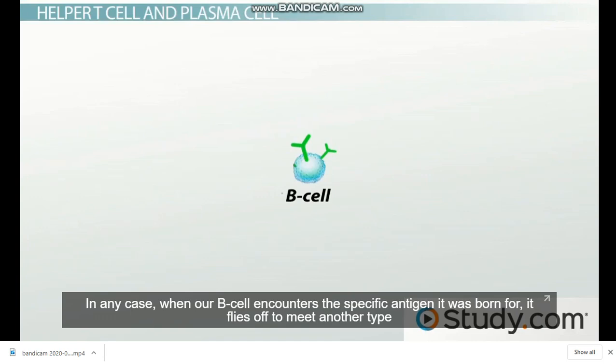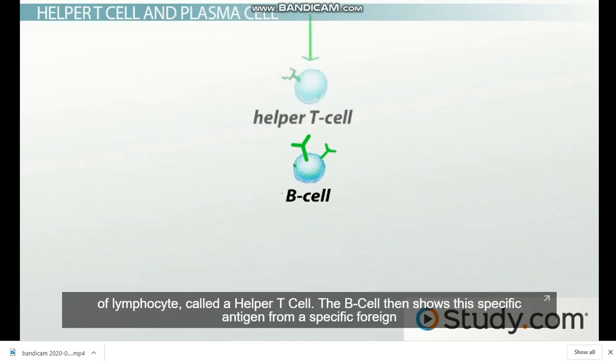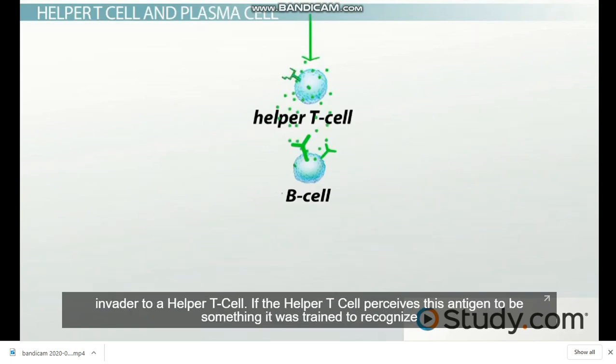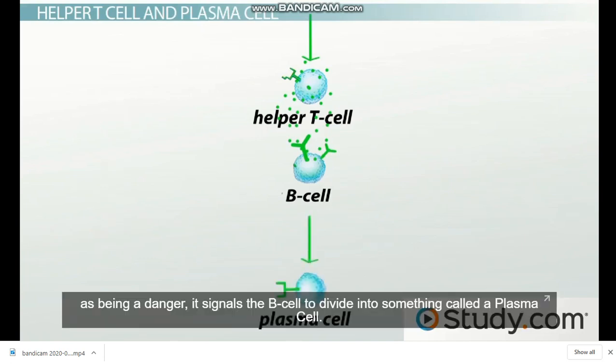In any case, when our B cell encounters the specific antigen it was born for, it flies off to meet another type of lymphocyte called a helper T cell. The B cell then shows this specific antigen from a specific foreign invader to a helper T cell. If the helper T cell perceives this antigen to be something it was trained to recognize as being a danger, it signals the B cell to divide into something called a plasma cell.